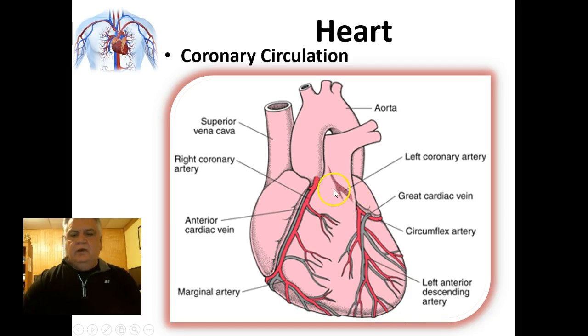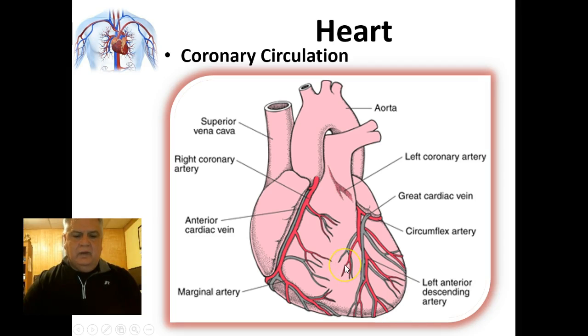Now, eventually what's going to happen is this left coronary artery is going to divide, and one branch is going to carry blood around to the back side of the heart. This is referred to as the circumflex artery because it flexes or bends around the circumference of the heart. And then we have this branch which carries blood down across the anterior surface of the heart. This is referred to as the left anterior descending artery, or the LAD. Notice how these all give off branches that carry blood into the heart tissue.